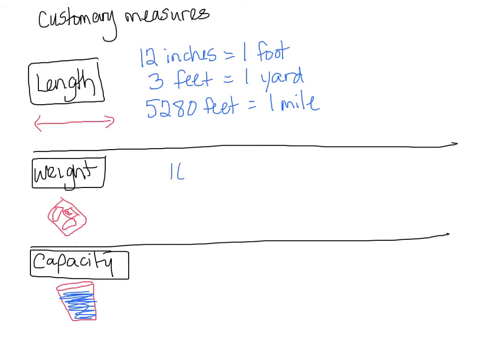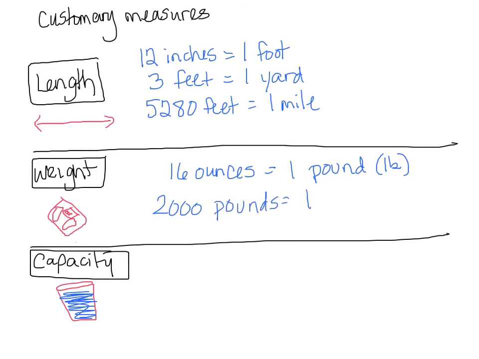16 ounces, this is one that I've found that I've needed to know every now and then, equals 1 pound. So in weight, 16 ounces is equal to 1 pound. Remember, that is abbreviated LB. And then another one for weight is that 2,000 pounds is equal to 1 ton. That's a lot, that's heavy. And that's all really you should have memorized for weight.